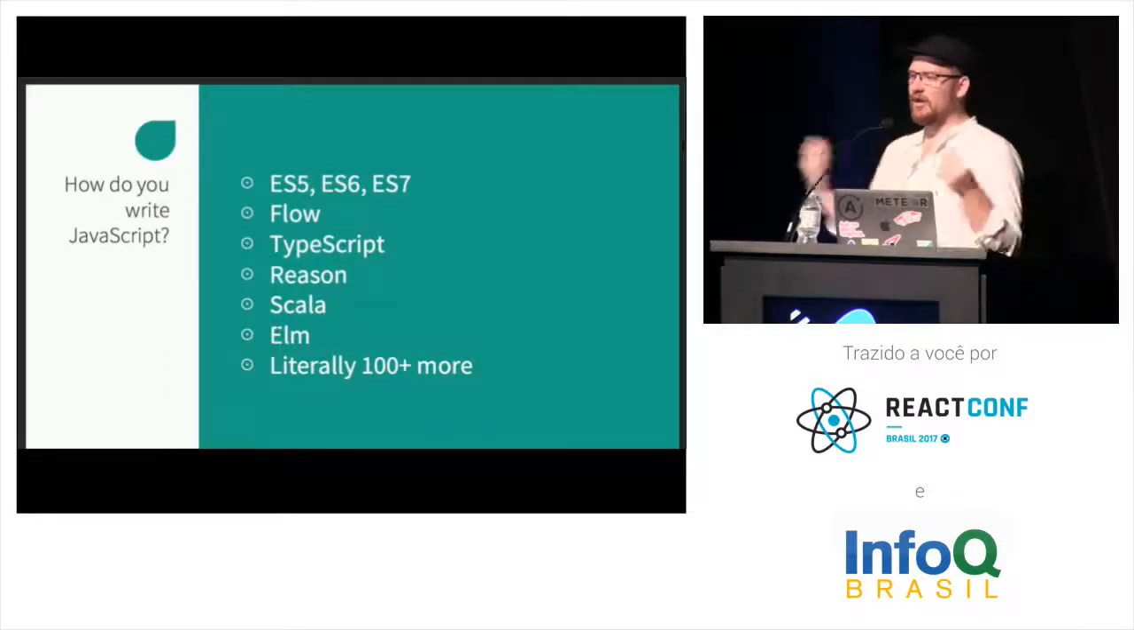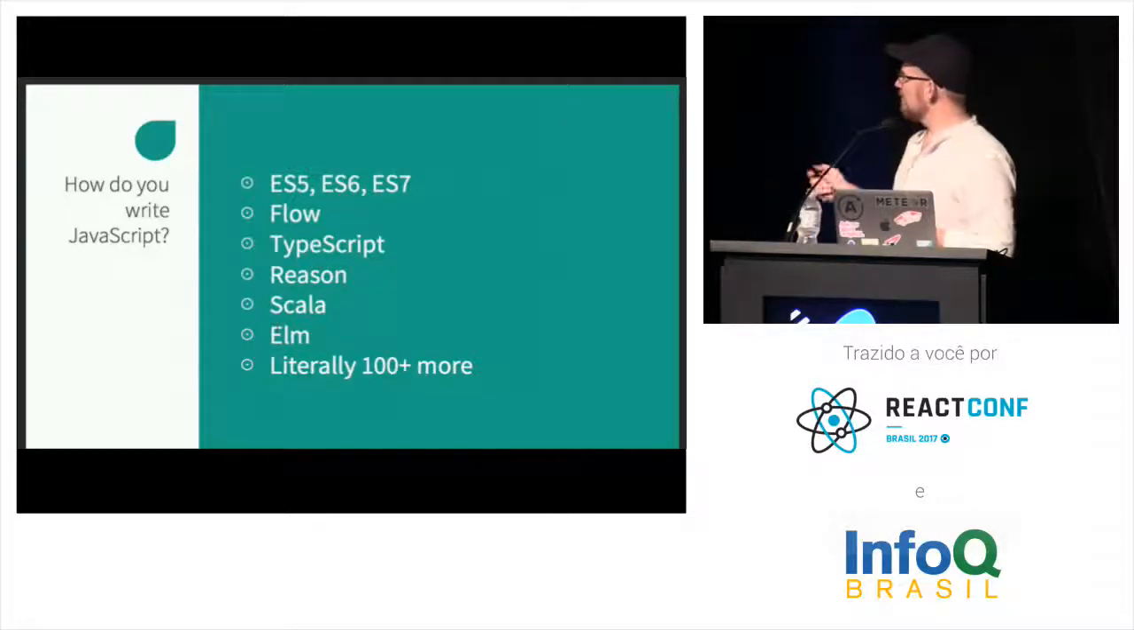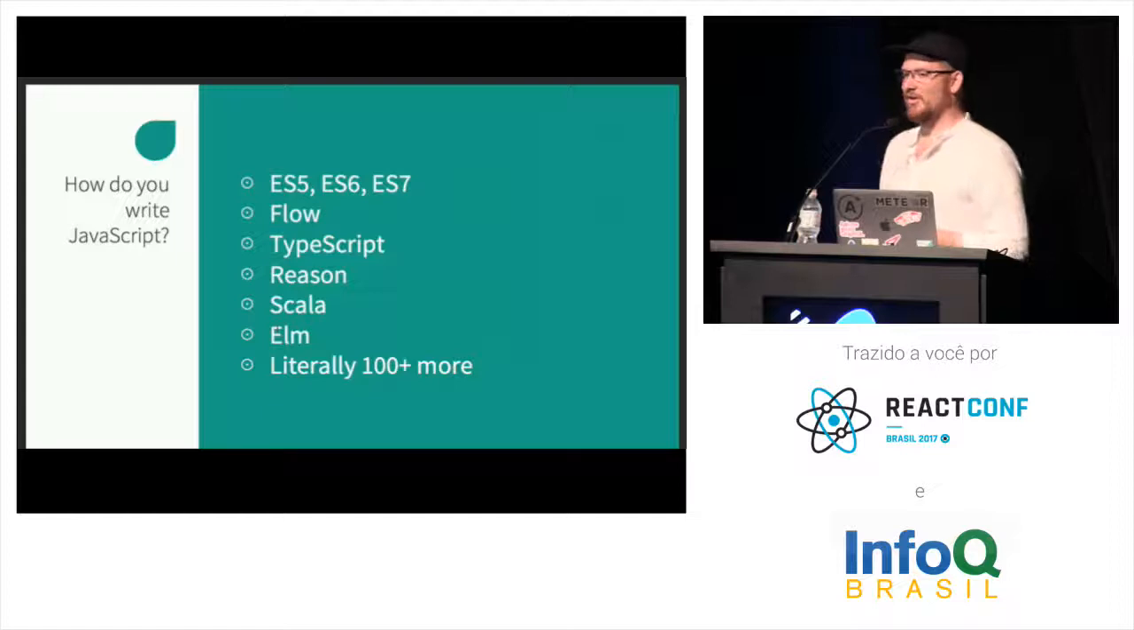And so if you think about all these places that it runs, then you have to ask yourself, how do you actually write JavaScript these days? Do you write ES5, ES6, ES7, ES some other number? Do you write it with Flow or TypeScript? Do you use Reason, which will compile into JavaScript, or Scala or Elm, or literally over 100 other different ways that you can write something that turns into JavaScript?